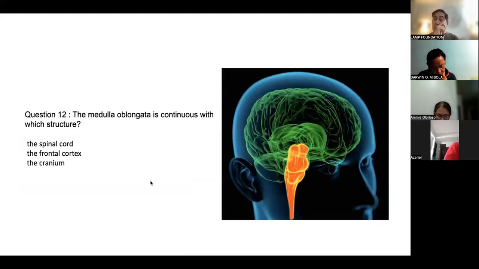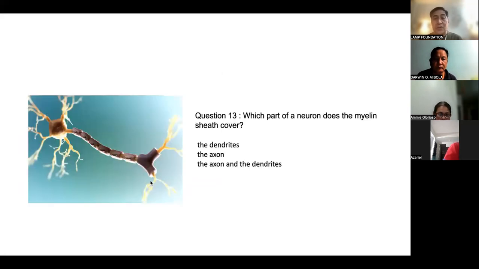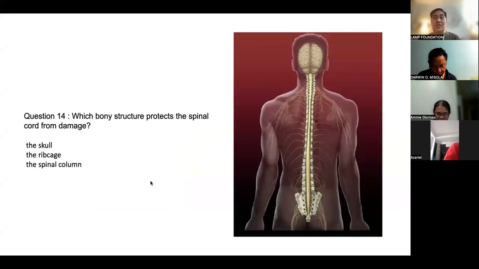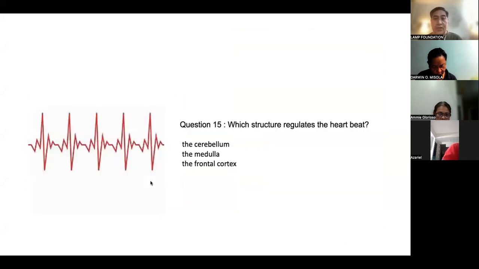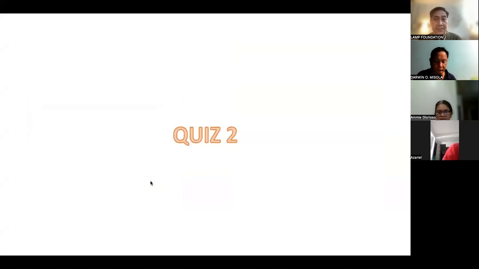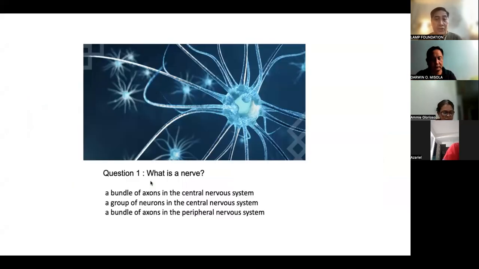The medulla oblongata is continuous with which structure? The spinal cord. Which part of a neuron does the myelin sheath cover? Axon. Which bony structure protects the spinal cord from damage? The spinal column. Which structure regulates the heartbeat? Medulla. What is a nerve?